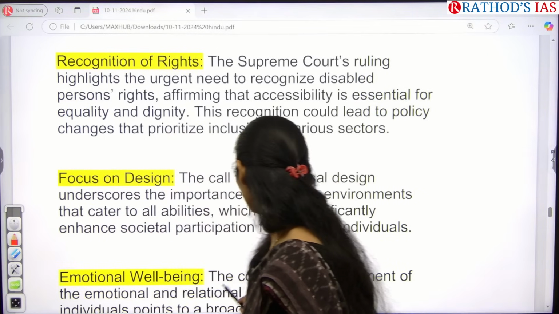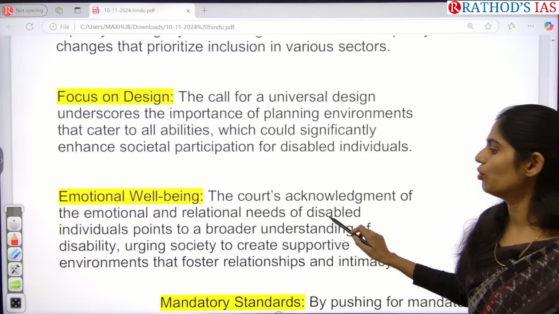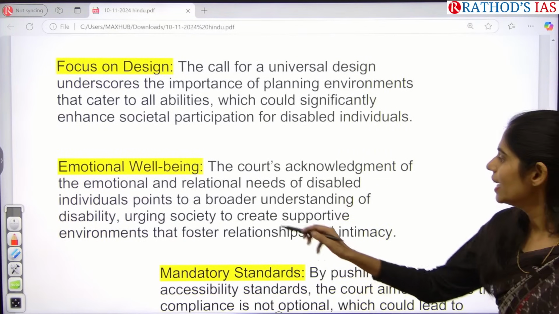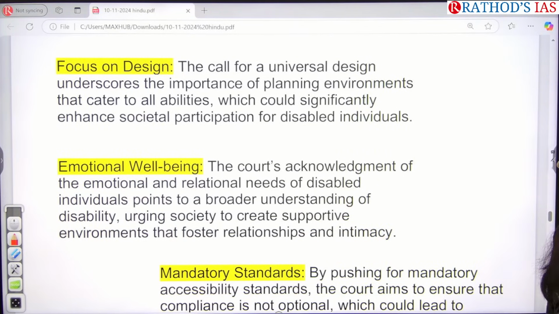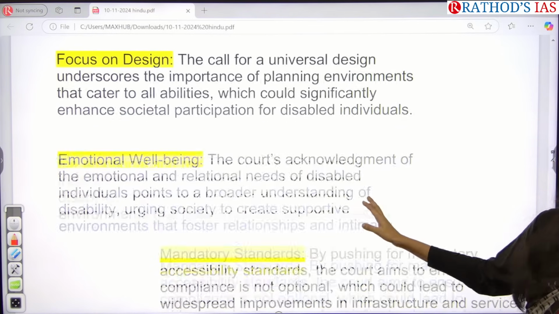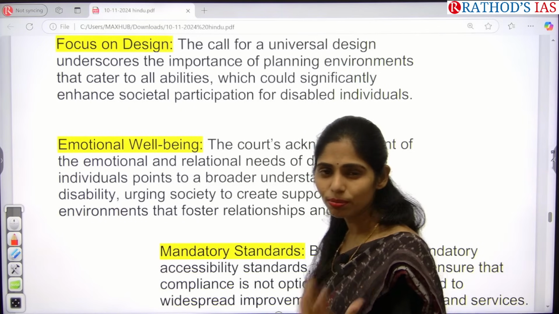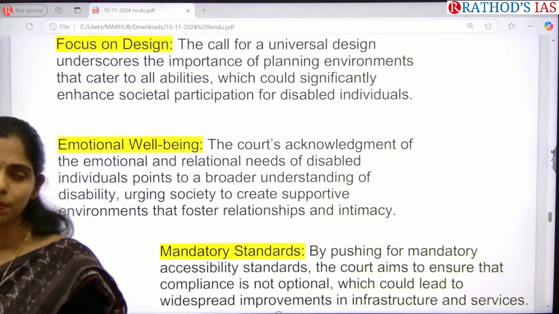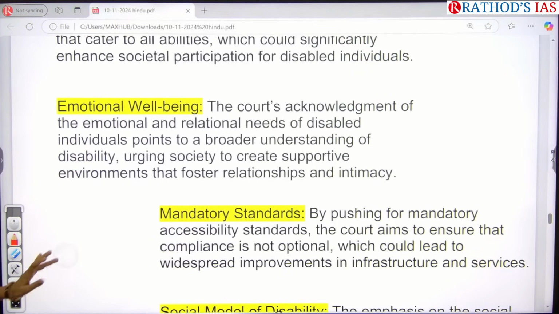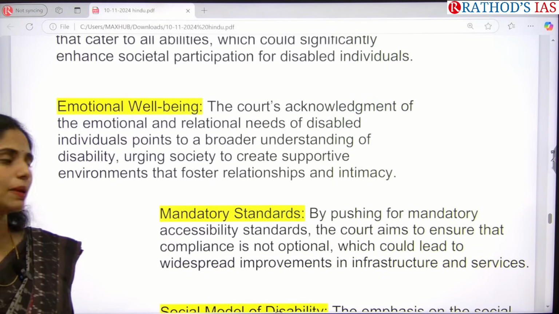And next one here is Supreme Court acknowledgement. It is focused especially on the emotional and relational needs of these disabled individuals. The Supreme Court also understands this disability, and is urging that society should provide a supportive environment for these people, so that we can increase relationships and intimacy with these people as well.